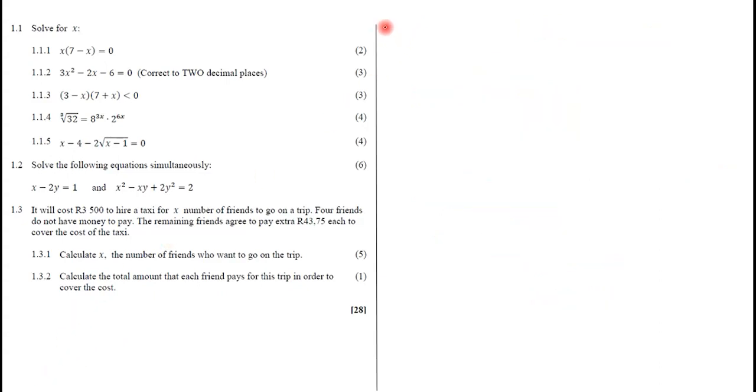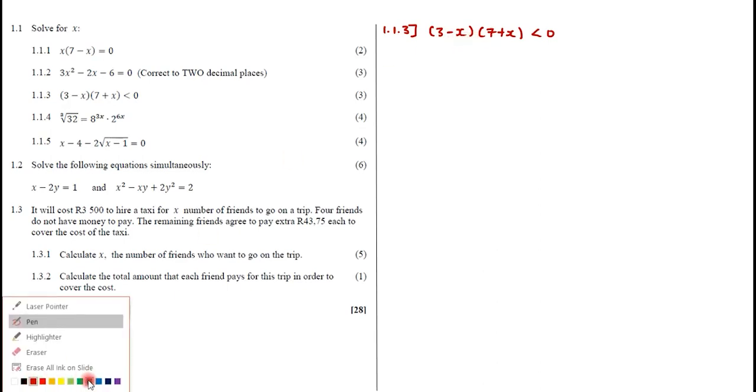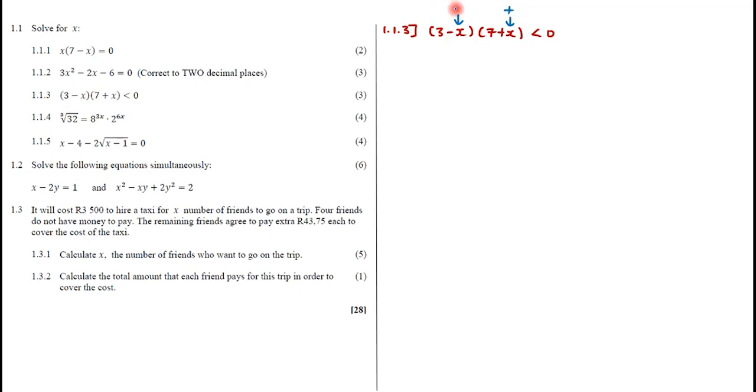Now let's go ahead and have a look at the third question. So 1.1.3, we are given 3 minus x into 7 plus x, it is less than 0. Now here we are dealing with a quadratic inequality. Whenever it comes to quadratic inequality, because this is already in factors, you're going to be tempted to go straight to your critical values. But here you shouldn't do that. The reason is that in order for you to jump from the factors to critical values, you need to make sure that the signs of your x values here are both positive. But in this case, you can see that this one is positive, which is fine, but this one is negative.